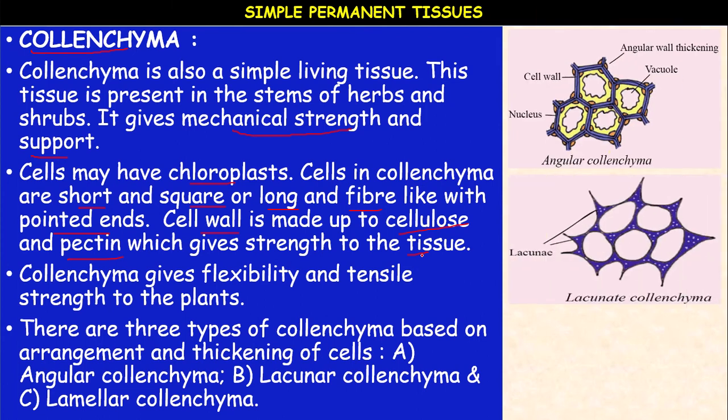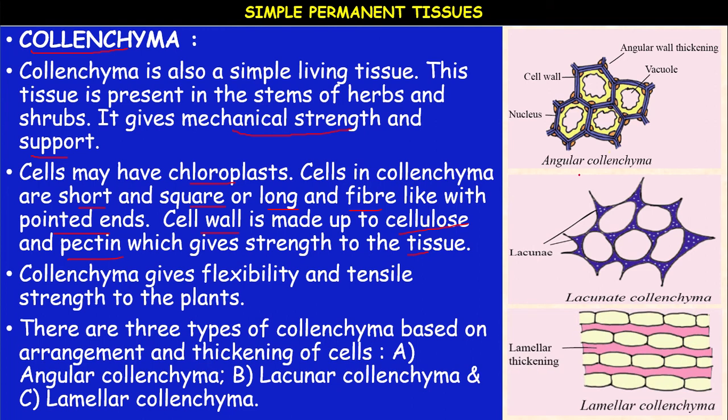You can see here. Angular collenchyma, the angular wall thickening is present. Pectocellulose, in which shape? Angular shape, angular wall thickening. This is the cell wall. They possess vacuole and nucleus. Angular collenchyma. The next, lacunate collenchyma, lacunae are present. Lamellar collenchyma, lamellar thickening is present. See the shapes, different shapes.